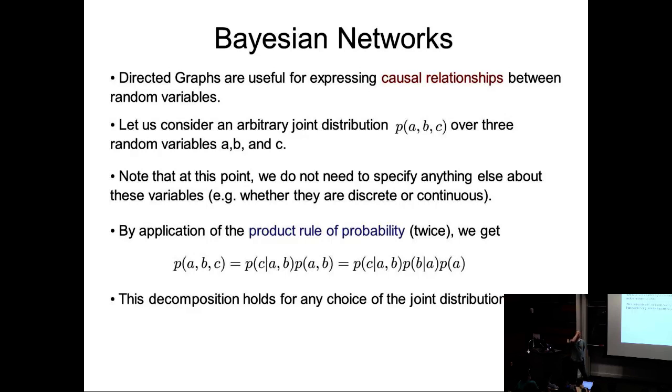Now, we don't need to specify anything about our random variables, whether they're discrete or continuous, but simply by using the product rule of probability, I can always write down this joint distribution into this form, right? I can say it's the conditional probability of C given AB times the joint AB, or again, I can apply the product rule of probability and say it's a conditional times the probability of B given A times P of A, right? For any probabilistic joint distribution, I can always write it down this way. So this is a decomposition for any choice of the joint distribution.